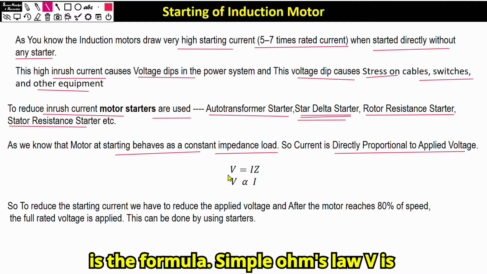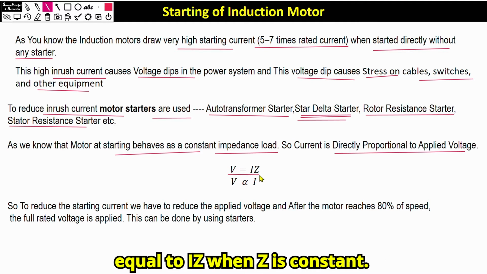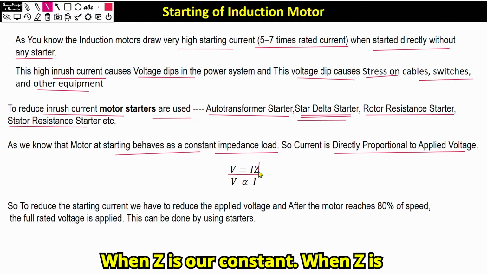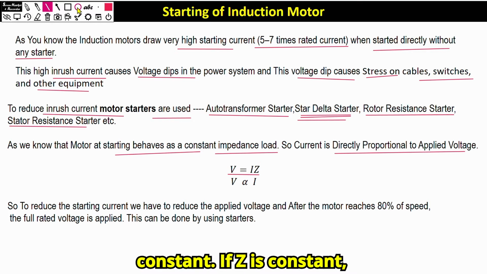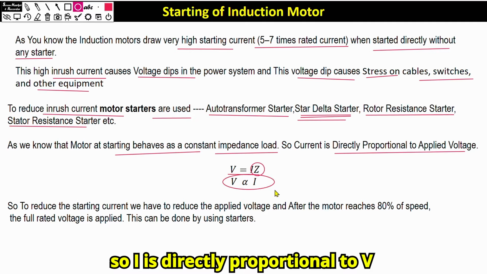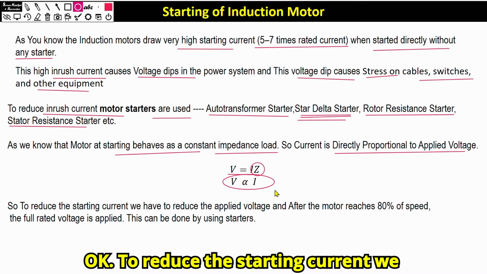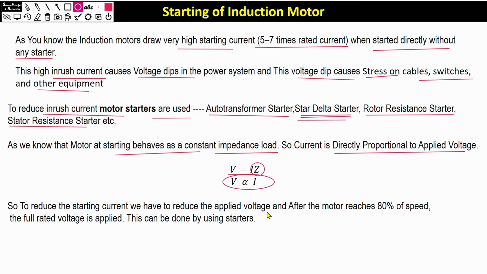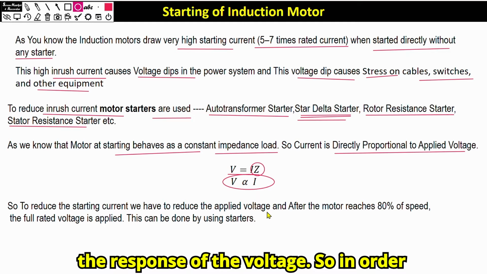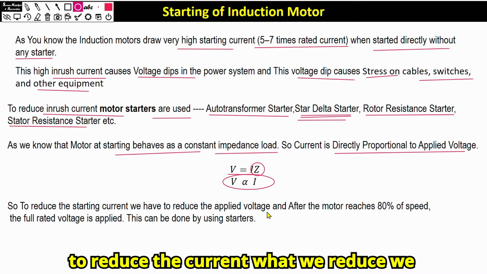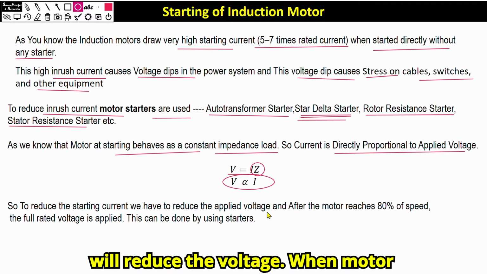See, this is the formula, the simple Ohm's law. V is equal to I Z. When Z is constant, I is directly proportional to V. To reduce the starting current, we have to reduce the applied voltage. Now, voltage is in our control and current is the response to the voltage. So, in order to reduce the current, what do we reduce? We will reduce the voltage.